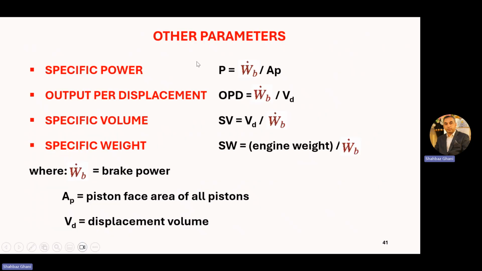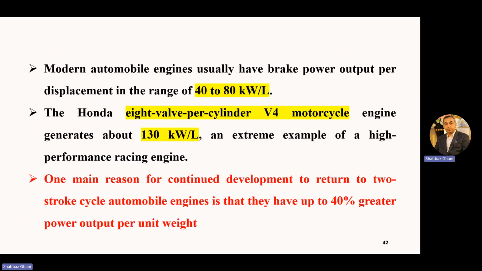Now, some other parameters or operating characteristics of an engine: specific power is equal to the brake power divided by Ap, the piston face area of all the pistons. Output per displacement is your brake power divided by the displacement volume. Specific volume is equal to your displacement volume divided by your brake power, so it's the inverse. Specific weight is the engine weight divided by the brake power. So these are a few important formulas.